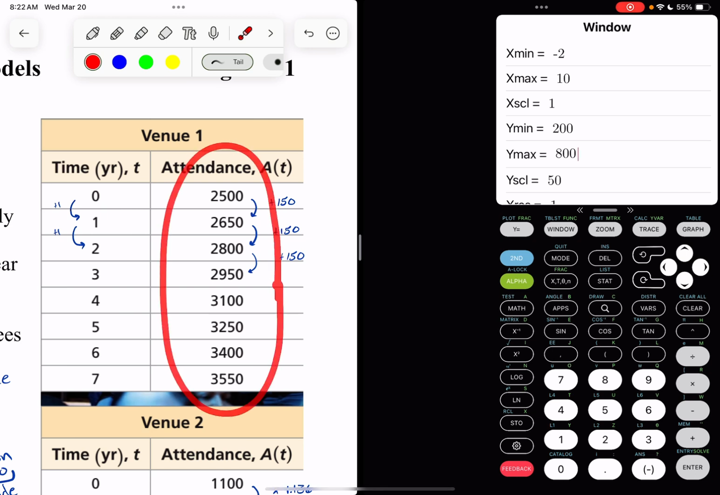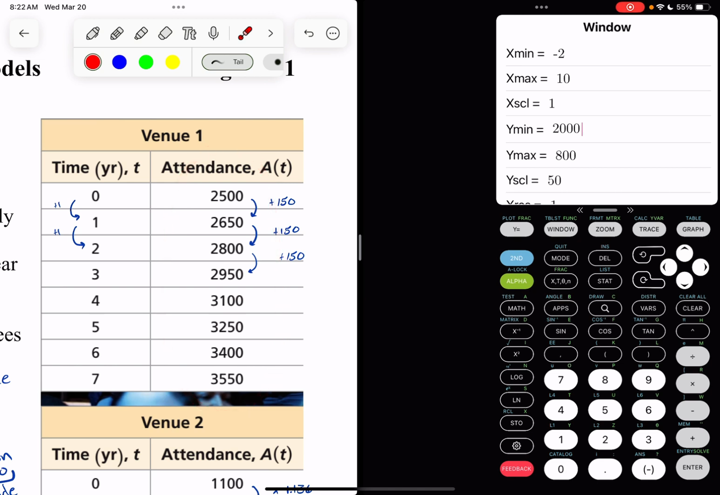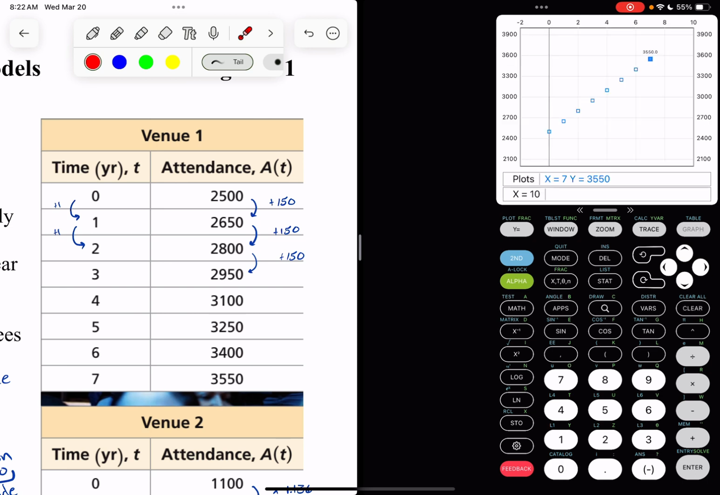I need to see from about 2,000, let's add another 0, up to 3,550. So let's go 4,000. And for my y scale, what am I counting by? Am I counting by 50s? Let's count by 100. Let's go ahead and graph them.